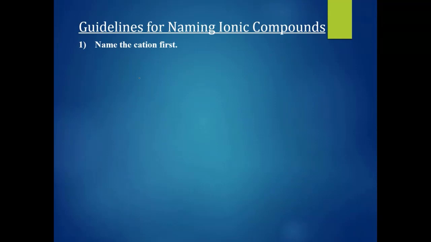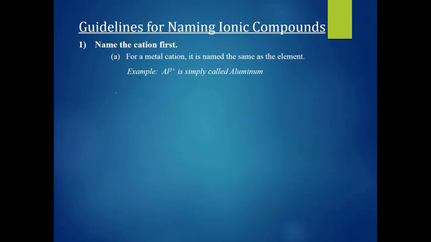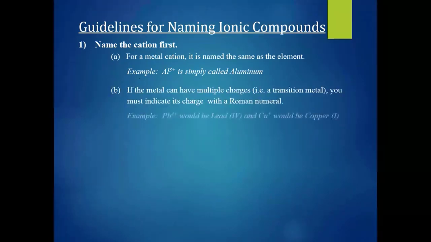First, you name the cation first. Generally speaking, that's a metal. Now, for a metal cation, it's just going to be named the same as the element. For example, aluminum 3 plus, if that's your cation, you're just going to call that aluminum.